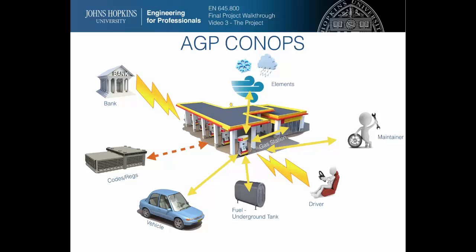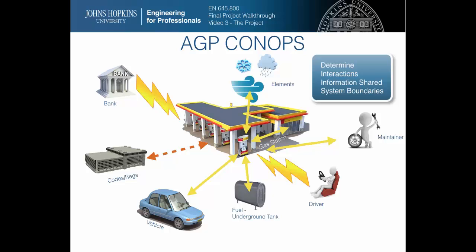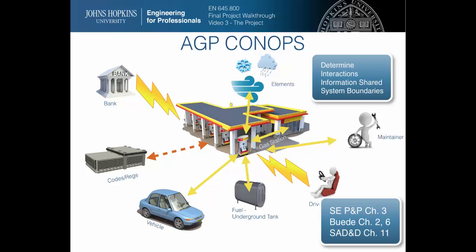So the next step is to use the concept of operations to both determine what major stakeholders my system will be interacting with, the information that would be shared between them, as well as to define my system boundaries. There are a few criteria I could use to determine whether or not to include entities as a part of my system or external to my system. These are outlined in Chapter 3 of SEP&P, Chapters 2 and 6 of Dennis Beatty, and Chapter 11 of the Charles Wasson book, so I highly recommend taking a look at those chapters.